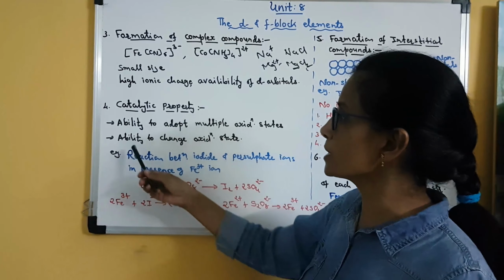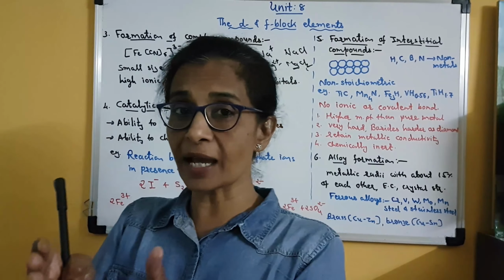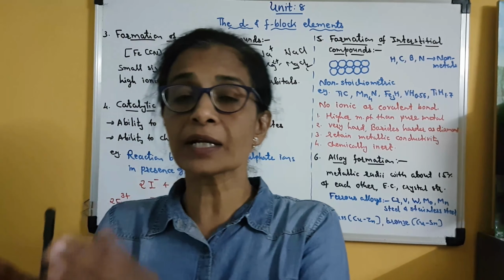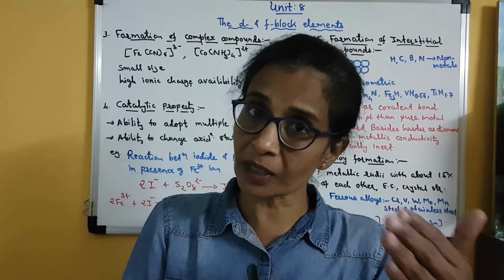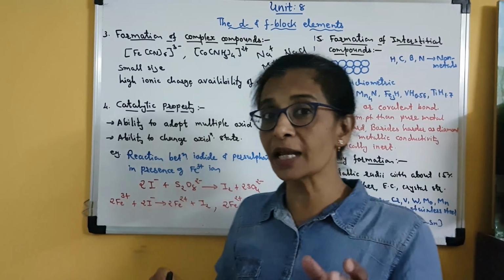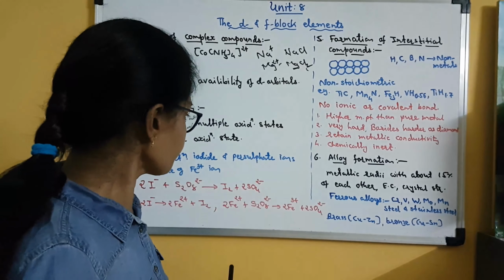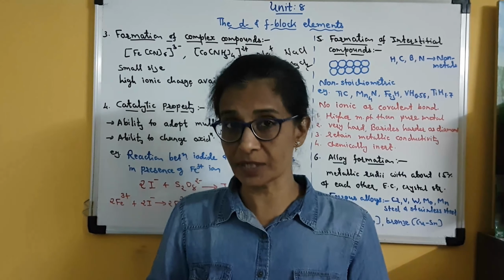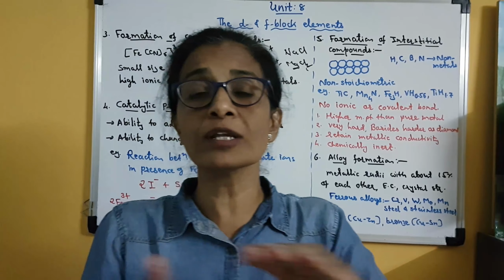Clear? Second is the ability to change oxidation state. Suppose we start the reaction with one particular oxidation state of the transition metal ion, but during the reaction it can also change its oxidation state as per the requirement. So due to these two characteristics, transition elements are widely used as catalysts. Clear? Okay. Now here, what is the mechanism for their catalytic activity? So here transition metals, transition elements, are all solids.